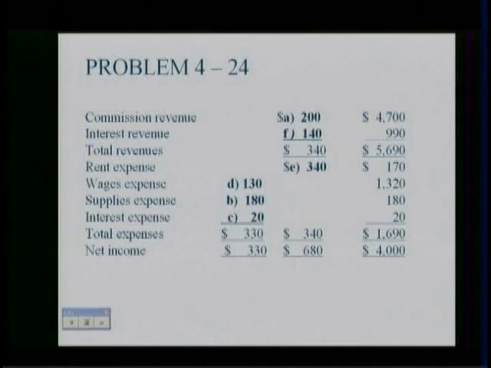So what you're going to have to do is decrease your rent expense. That would be a credit of $340. And you're going to have to debit your asset account of prepaid rent, $340.